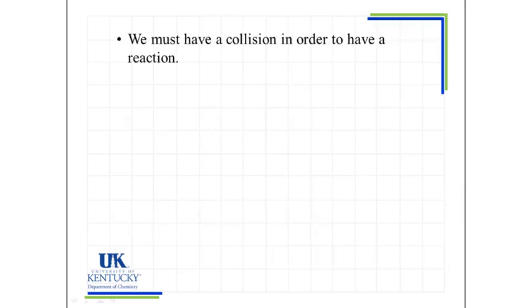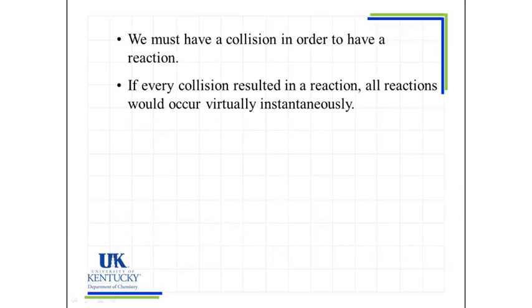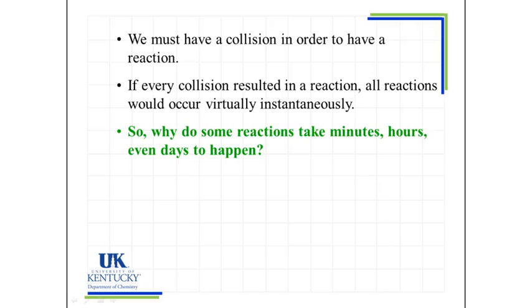Okay, so that's the first thing. You have to have a collision. But not every collision results in a reaction. If it did, then all of our reactions would occur virtually instantaneously. In the blink of an eye, in the snap of your fingers, the reaction would be done because molecules move very, very rapidly, way faster than you can run around a room. And there are so many collisions in such a short amount of time that the reaction would take place virtually instantaneously. So why do some reactions take minutes and some hours and some even maybe years to take place?